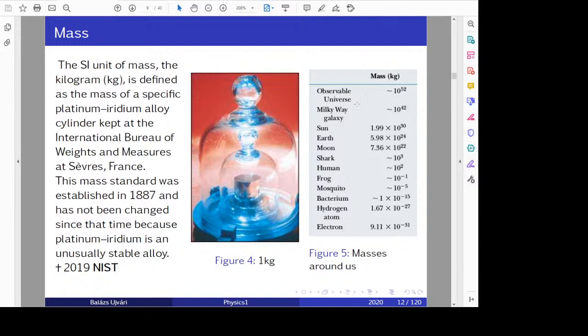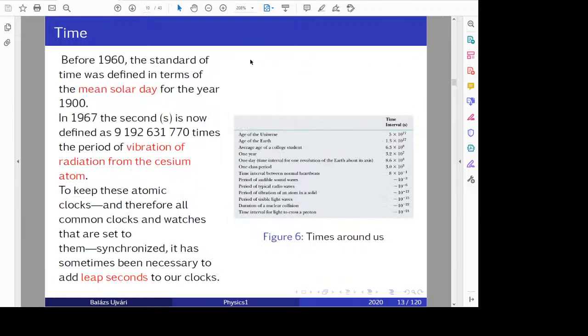And the mass of the universe, based on our best estimation, is 10 to 52. So in the case of mass, we can talk about 80 orders of magnitude. That's a huge amount of different masses in the world. Therefore, standardizing the mass, we have to be very, very precise. Otherwise, it's hard to do the physics in that wide range of masses.